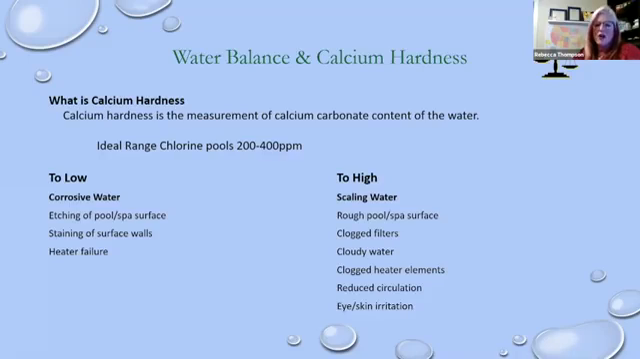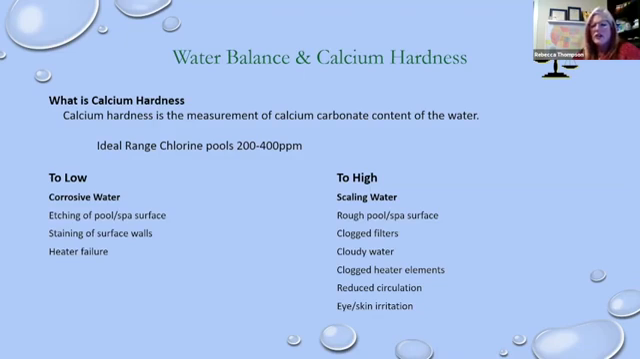The southern part of the state has high calcium because of limestone and bedrock in the ground. So knowing what your calcium comes out of the tap at will help you when adjusting your customer's water balance. Same way with pH and alkalinity if they're on city water. Too low is corrosive water. It can cause etching, staining of the surface, heater failure.